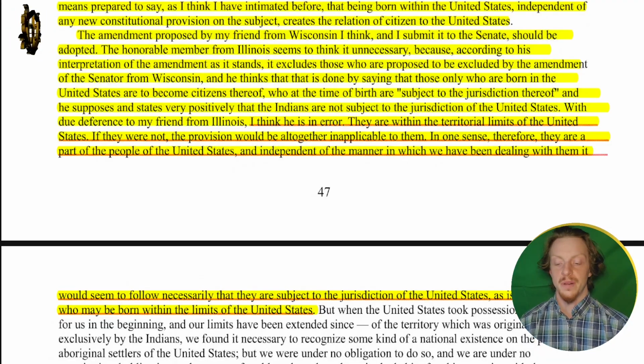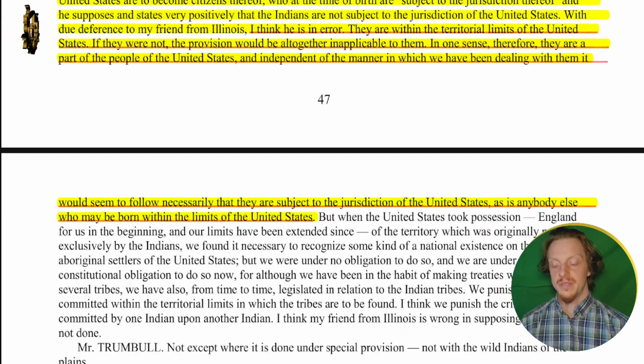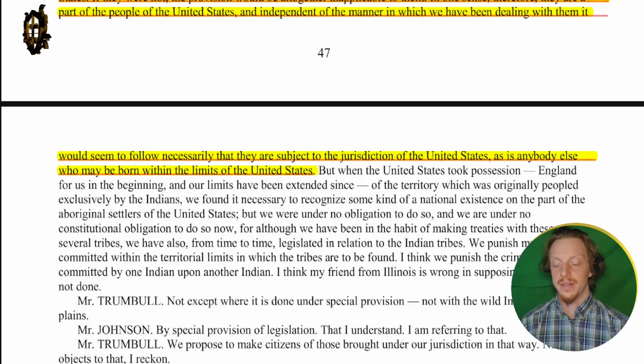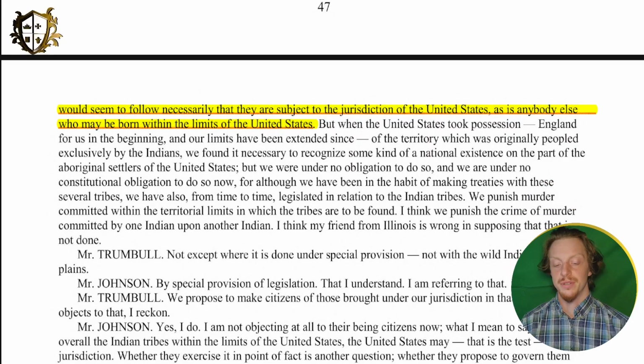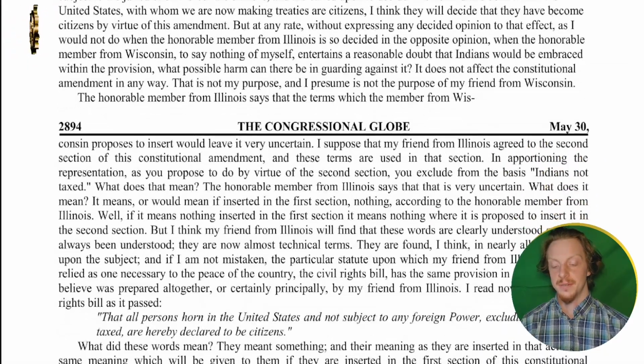With due deference to my friend from Illinois, I think he is in error. They are within the territorial limits of the United States. If they were not, the provision would be altogether inapplicable to them. In one sense, therefore, they are a part of the people of the United States, and independent of the manner in which we have been dealing with them, it would seem to follow necessarily that they are subject to the jurisdiction of the United States, as is anybody else who may be born within the limits of the United States.